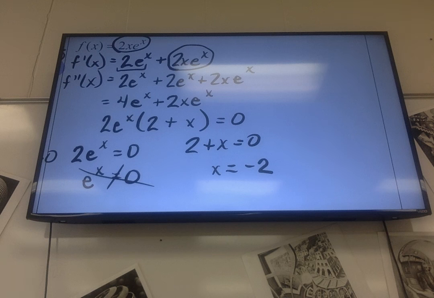So there's only one. We have f double prime of x. Do we have to do the test? That shouldn't even be a question anymore.